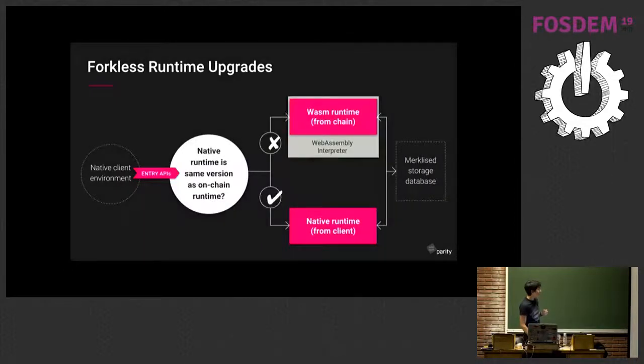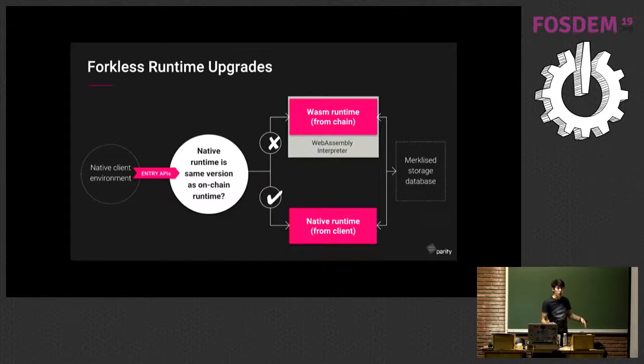So what can we gain by putting the runtime on the blockchain? Well, we can actually avoid forks altogether. So we have some simple logic, basically, that says we check in Substrate whether or not the runtime on the blockchain matches the native binaries on your machine. If they do match, we'll just run the native binaries because it's a little bit faster.